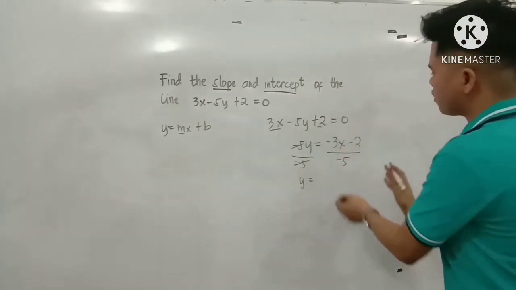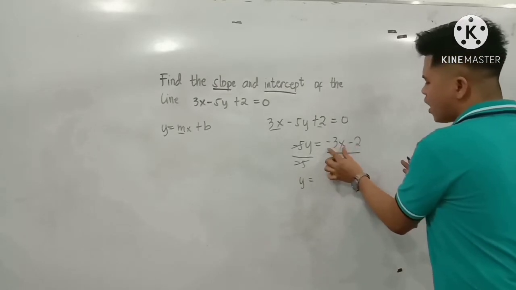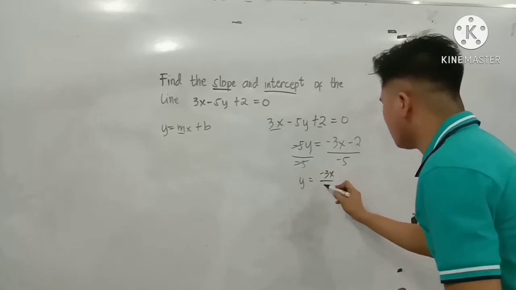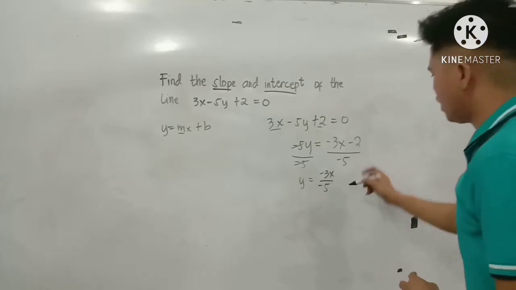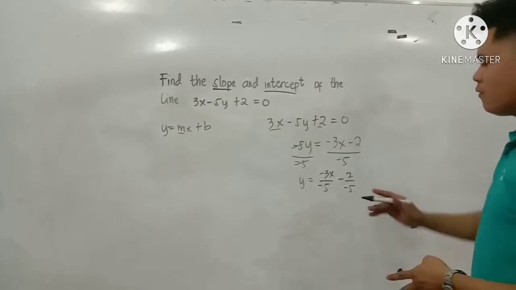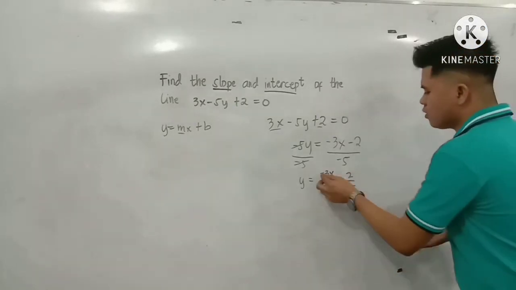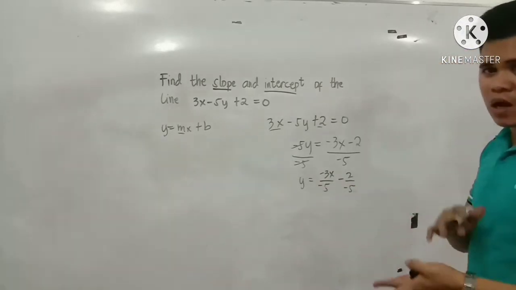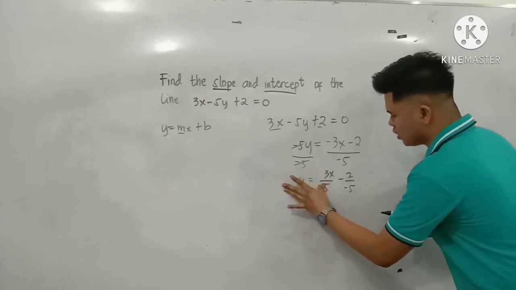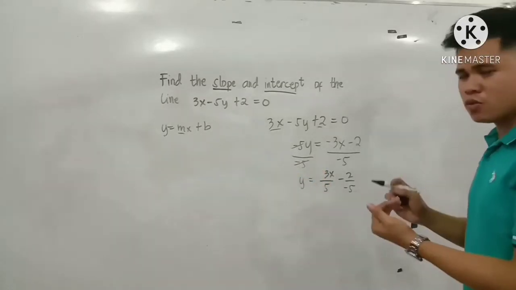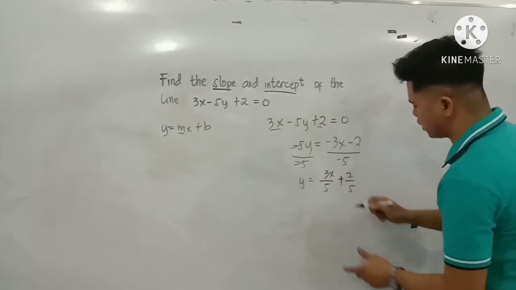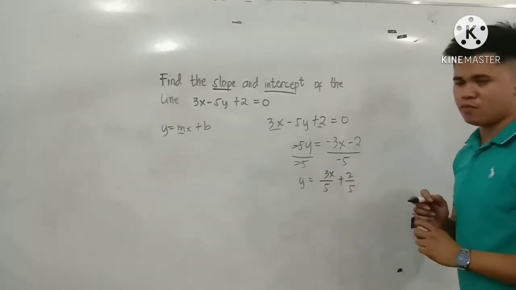So if we separate this negative 3x and negative 2, the equation will become now negative 3x over negative 5, then negative 2 over negative 5. Then we apply the rules in dividing integers. If we are dividing the same sign, automatically it is positive. So since they are the same negative, the final is positive, by using the rules of dividing integers. Also this one, so it becomes here now plus. Negative divided by negative is positive.